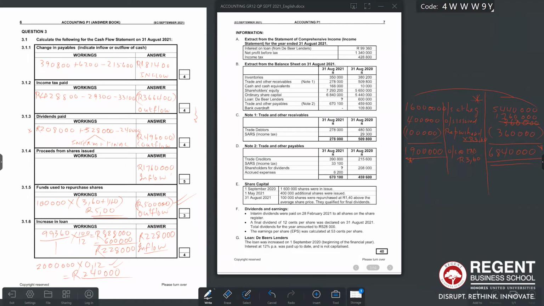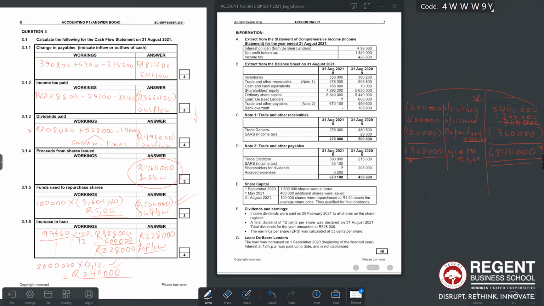No, not for 3.1.4. That's the proceeds from the shares. No, the 5 in 3.1.4. We did that. We ended up with 1,760,000. Let's go back and look at it. Let's go back and look at it, and I'll come back to it.